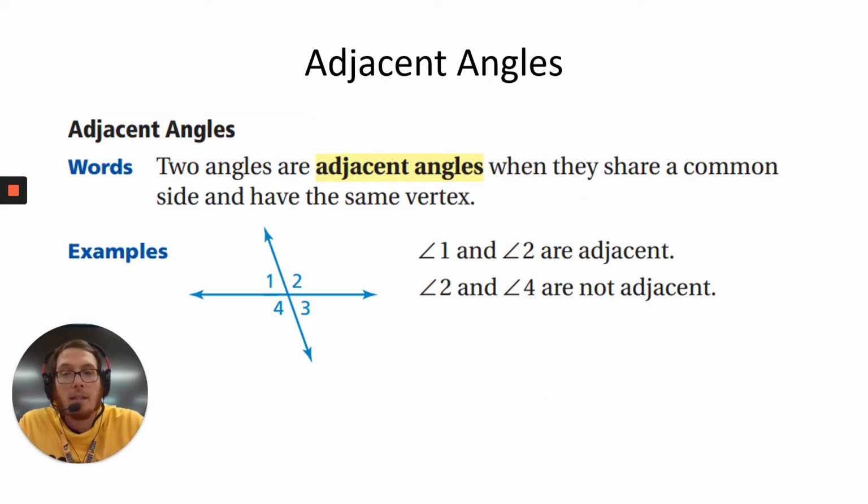Okay, we talked about this idea of adjacent yesterday for our last lesson. When you're dealing with adjacent, remember they have to share a common side and have the same vertex. So 1 and 2 are adjacent, 1 and 4 are adjacent, but 2 and 4 are not considered to be adjacent angles. So definition-wise, you want to make sure you know that adjacents share a side and have a common vertex.